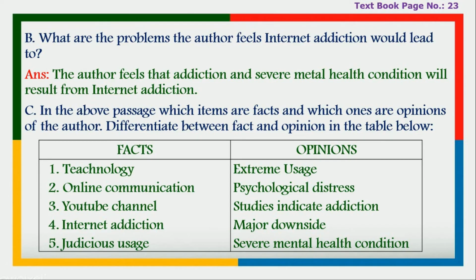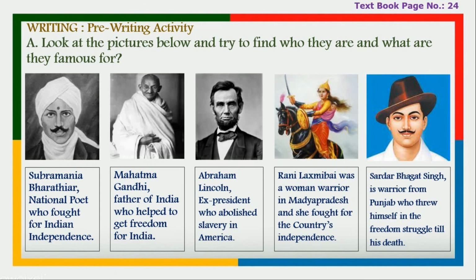First one, facts. Technology, online communication, YouTube channel, internet addiction, judicious usage. These are the words or facts. And opinions, extreme usage, psychological distress, studies indicate addiction, major downside, severe mental health condition. Next, textbook page number 24.